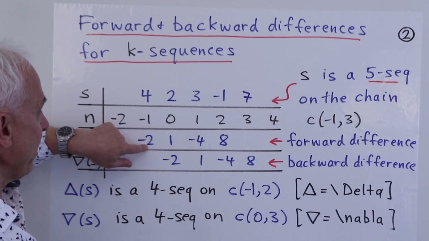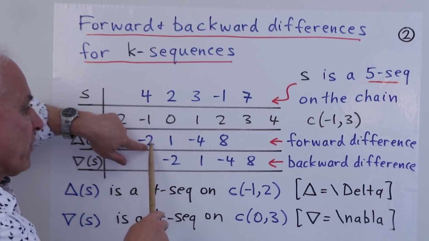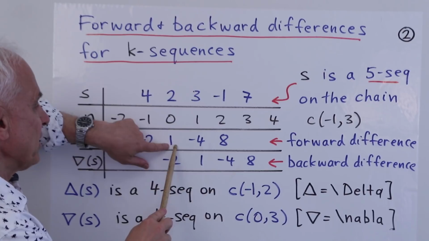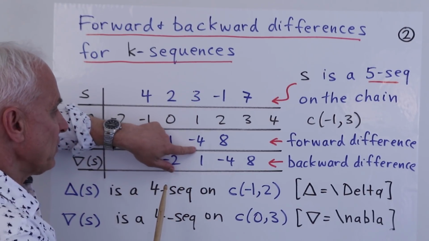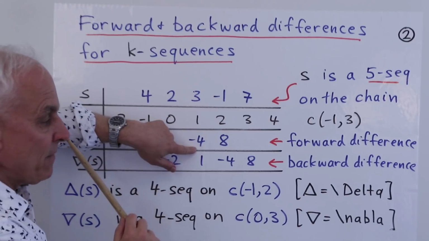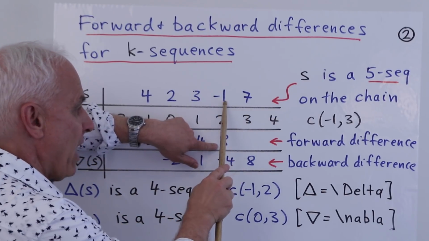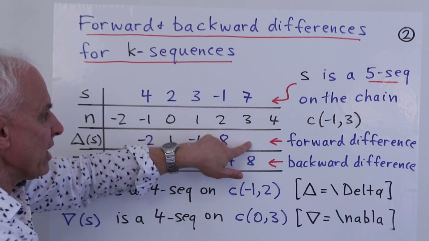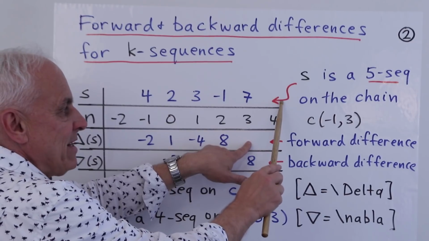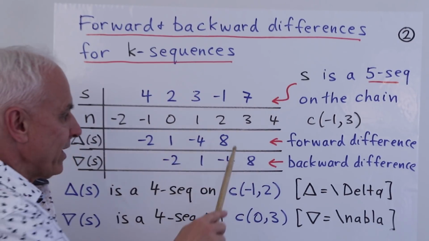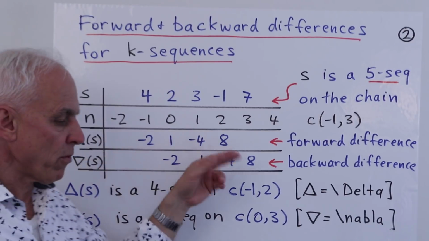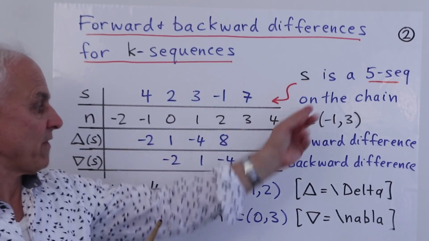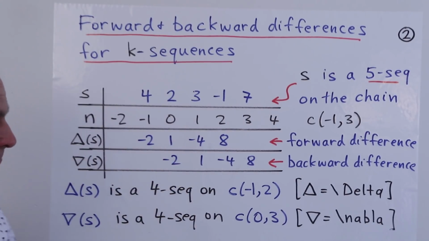So we put a -2 there to represent that this is the difference between where we're at and the one following us. Similarly, here there's a difference of 1, the 3 minus 2. Here there's a difference of -4, the difference between -1 and 3. Here there's a difference of 8, 7 minus -1. And there's nothing here. Okay, we cannot put anything here because there is no next term in the sequence that we should take a difference of. So we're going to leave this empty. That means that the forward difference is 1 less in extent than the original sequence. We started with a 5 sequence, now we have a 4 sequence.